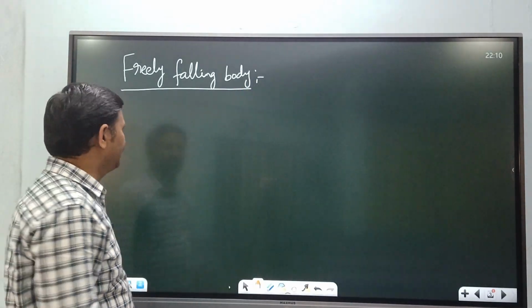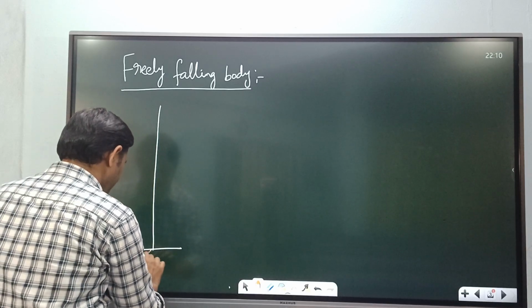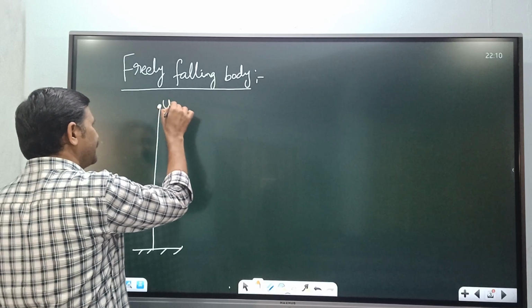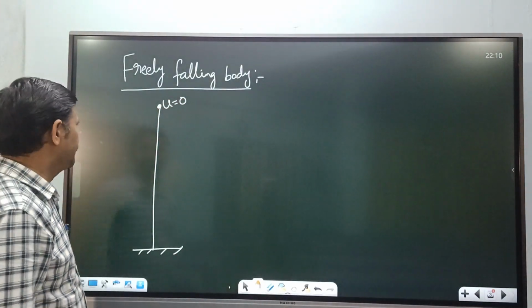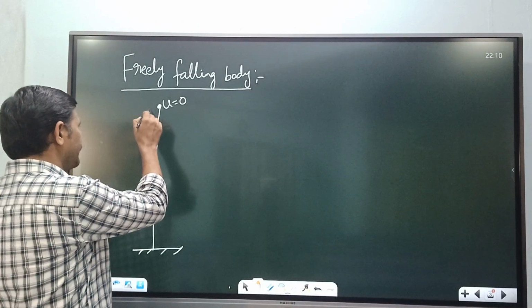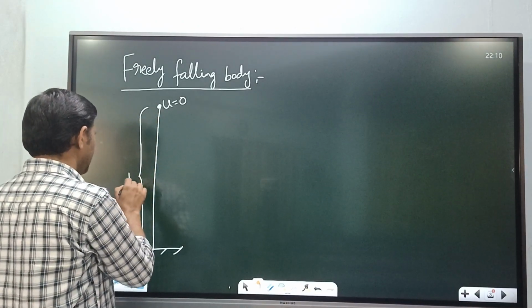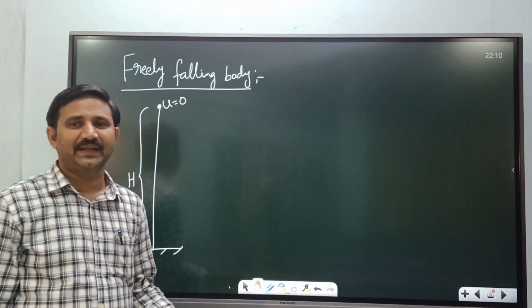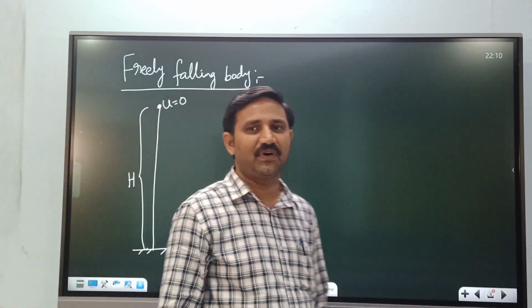What is the freely falling body? If the initial velocity of the body is zero, then that is called a freely falling body. Suppose from this point to the ground is at a height capital H. How are our four kinematic equations changed in this freely falling body?